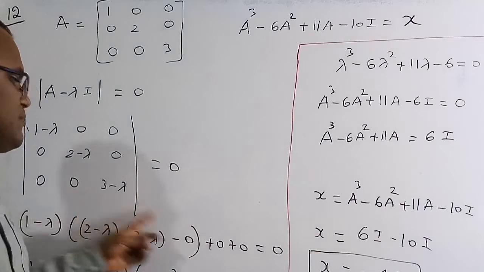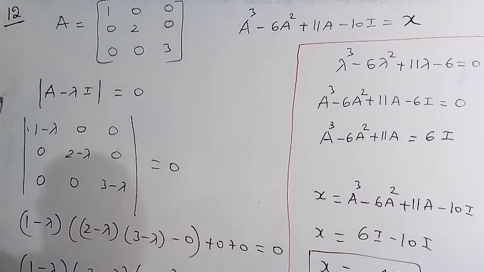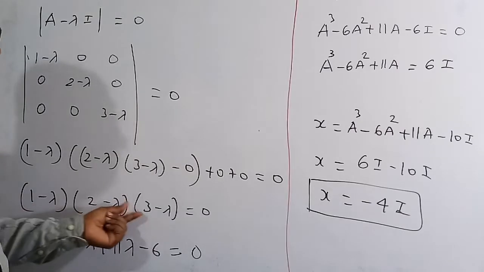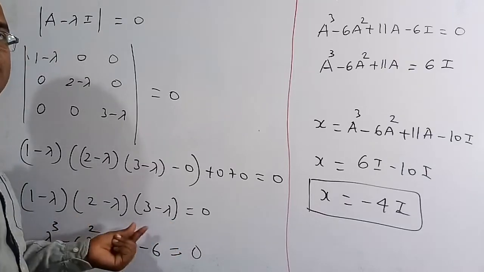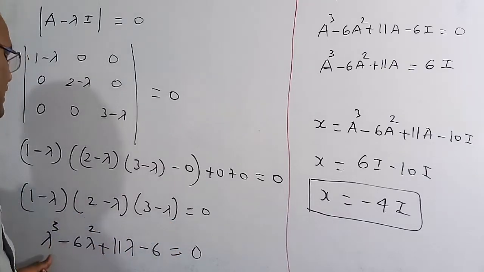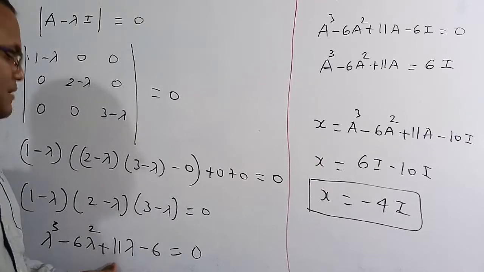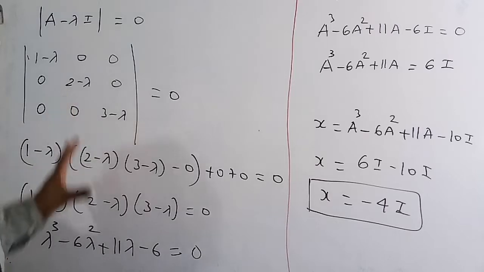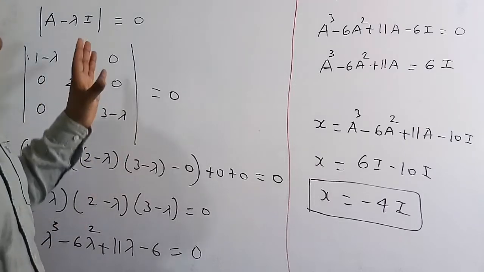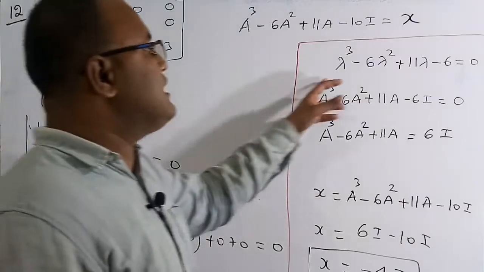So now if you simplify this, we are going to get (1 minus lambda)(2 minus lambda)(3 minus lambda) equals 0. If you further multiply all three components, we are going to get lambda cube minus 6 lambda square plus 11 lambda minus 6 equals 0. This is called the overall characteristic equation of this matrix A. The same thing I have written here.